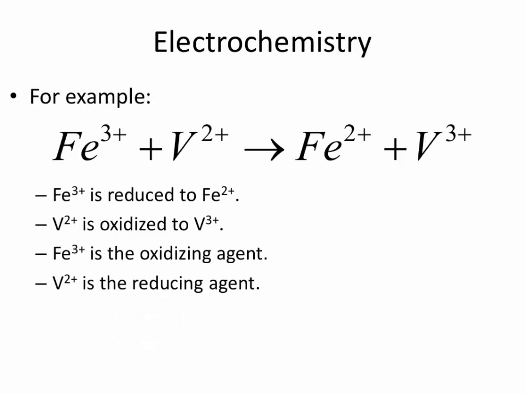For example, if we have this iron 3+ react with this vanadium 2+ to form the iron 2+ and the vanadium 3+, then the iron here is gaining an electron to become iron 2+, so it's gone from a charge of 3+ to a charge of 2+, and the vanadium has lost an electron. It's gone from a charge of 2+ to now a charge of 3+, and thus the iron 3+ is reduced to iron 2+, the vanadium 2+ is oxidized to vanadium 3+, and that means that the iron 3+ is the oxidizing agent, while the vanadium 2+ is the reducing agent.